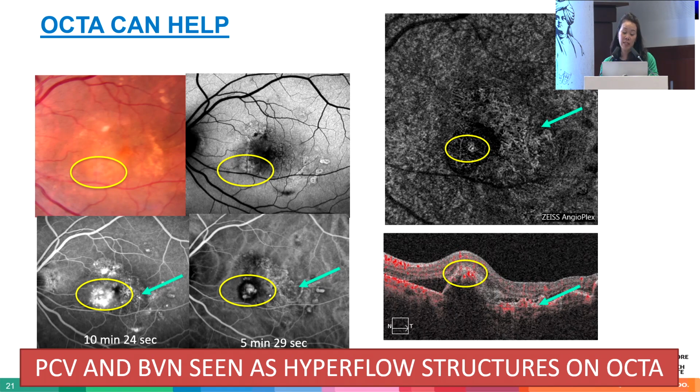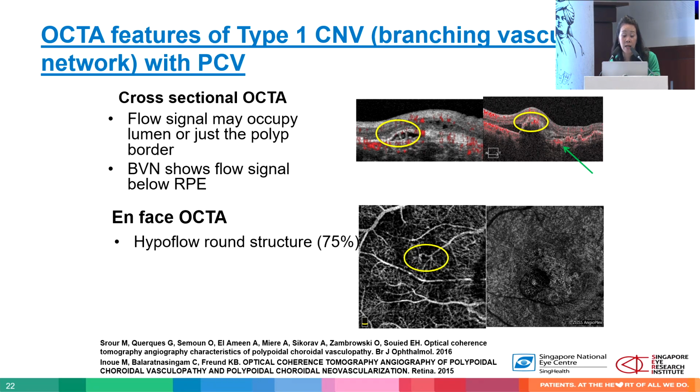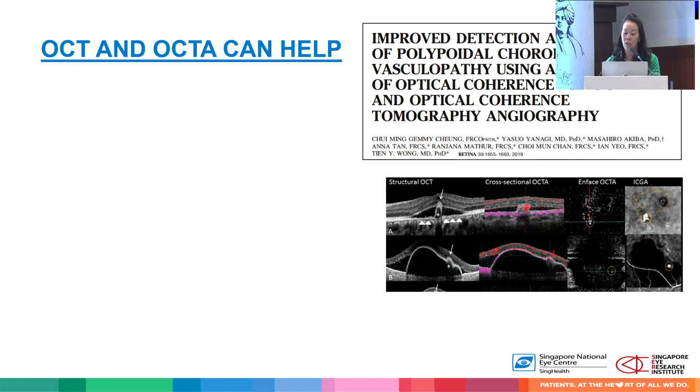In 75%, actually, the polypoidal lesion on OCTA may show up as a hypoflow structure and not a hyper one. And this is really because I think the flow in the polyps may not be fast enough to reach the threshold of the OCTA, and hence the BVN is always showing up, but then the polypoidal lesion itself may not. And you can see that's what I mentioned. It's a hypoflow structure, so it's not bright in 75% of the cases, but in 25% of the cases, it is bright. And the BVN is always quite well seen on OCTA.